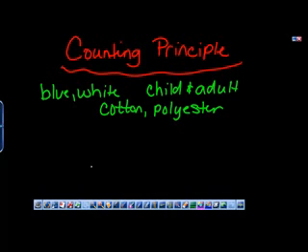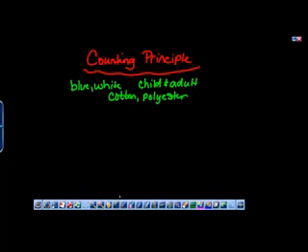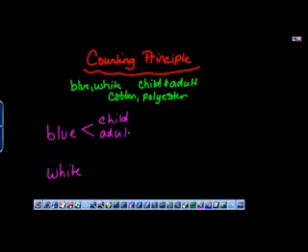Let's begin with the colors. We have blue and we have white. Now for each color, you can order that hat in two sizes, either child or adult. So for blue, there's child, and for blue, there's adult. Same thing with white, child and adult.